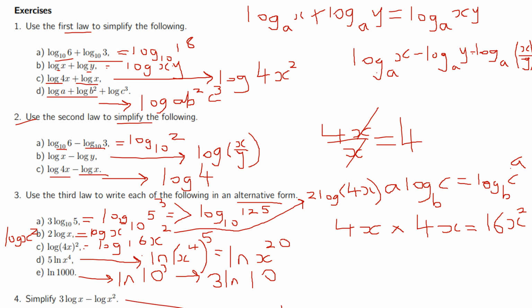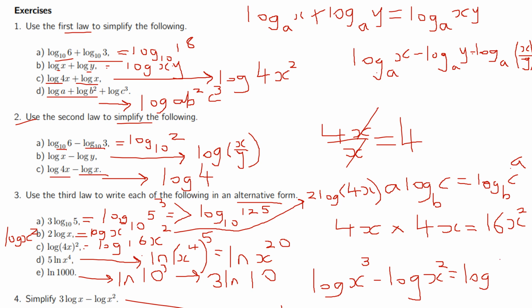So question number 4, simplify this. Taking our time here, the first part I'll have log of x cubed, so bringing that 3 as a power. Log of x cubed, take away log of x squared. Now the second law states that if I subtract with the same base, which here I have, I'm going to divide, so I have x cubed divided by x squared, which just goes to log of x.